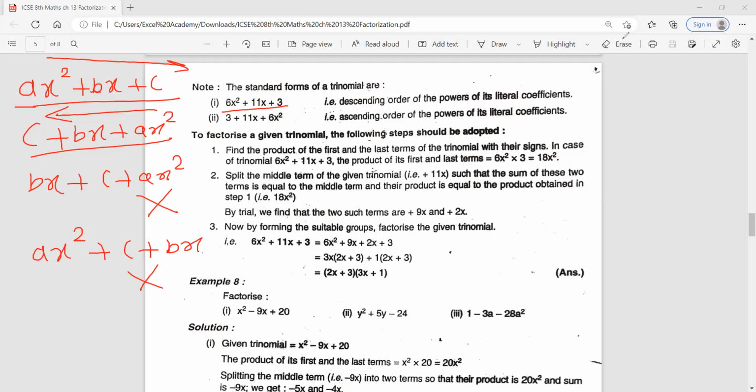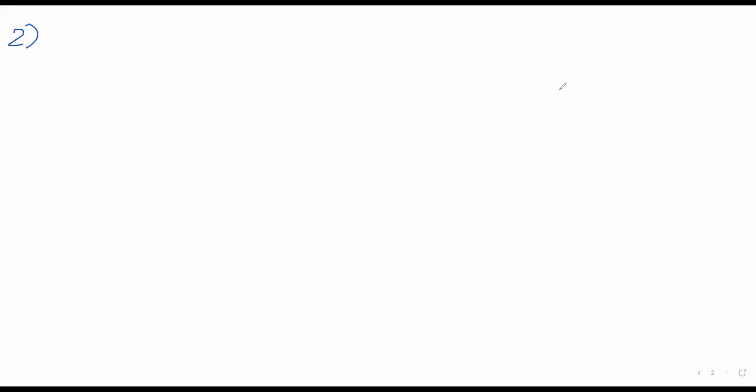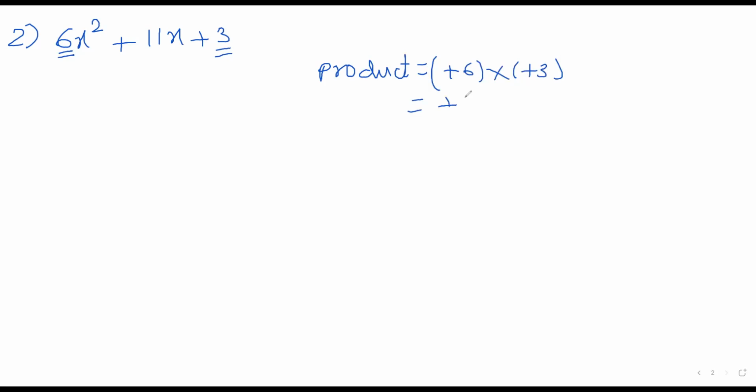So let's solve this. You can start writing along with me. Most probably it will be in ascending order. So 6x square plus 11x plus 3. What should be done? Tell me. We have to find the product of the coefficient of the first term and the constant term. Fortunately, both are positive, so the product is also positive, plus 18.